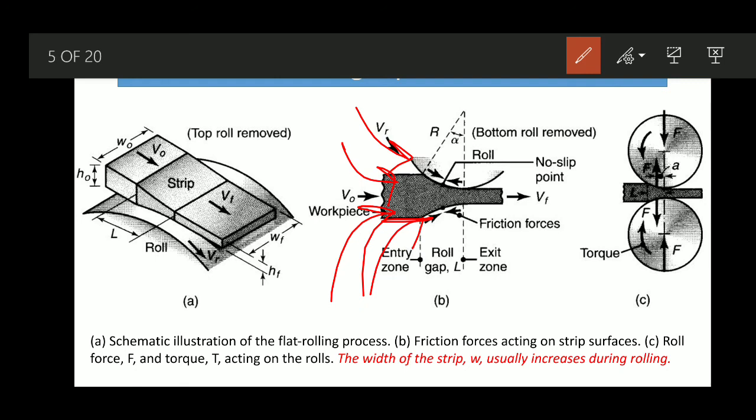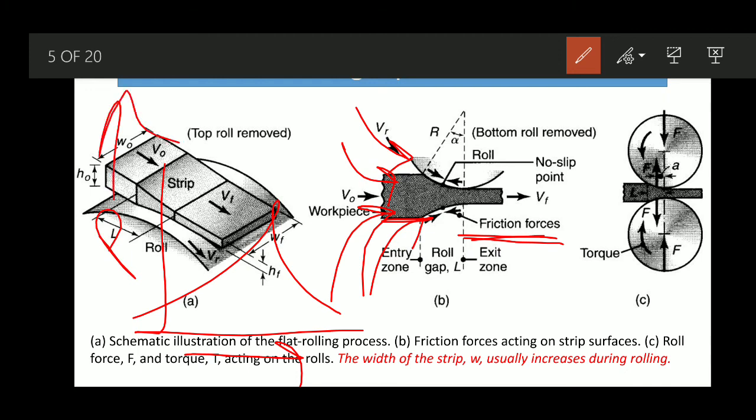In that particular case the frictional forces will definitely be generated, and we already know the frictional force acts in a direction opposite to the movement. Similarly there will be pressure generated. Later on we'll see how the pressure varies from the entry to the exit zone. Pressure gradually builds up, and there is a point where we get the maximum pressure, which is nothing but the no slip point. After that it is once again reduced.